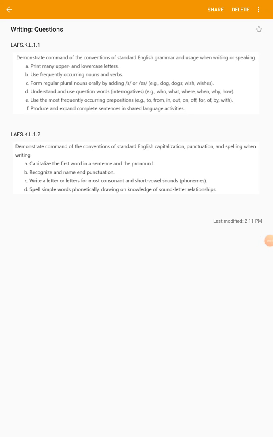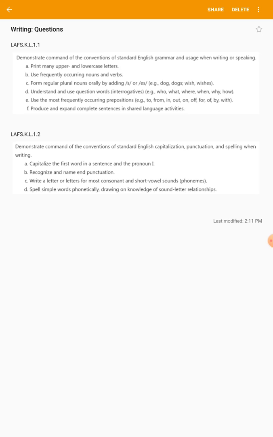Today we are going to be learning about writing questions. We are covering the language standards 1.1 and 1.2. For language standard 1.1, we're going to make sure we print uppercase and lowercase letters. We are also going to focus on D, understand and use question words: who, what, where, when, why, how. Today we are focused on the question word how.